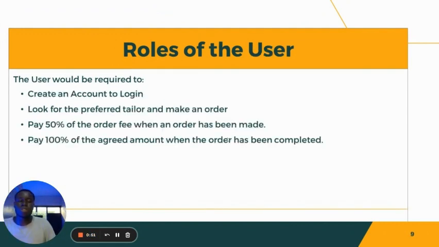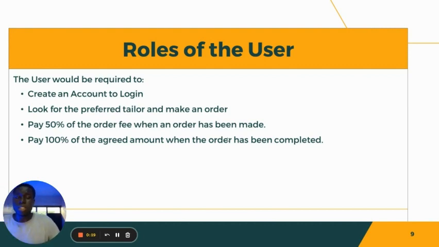The next one I'll get into is the users. That is the customer, however you understand it. The customer creates an account. In order to use our app, you have to create a legit account with your profile, your age, your location, and the kind of product you want. And it's up to the user to look for the tailor and make an order.